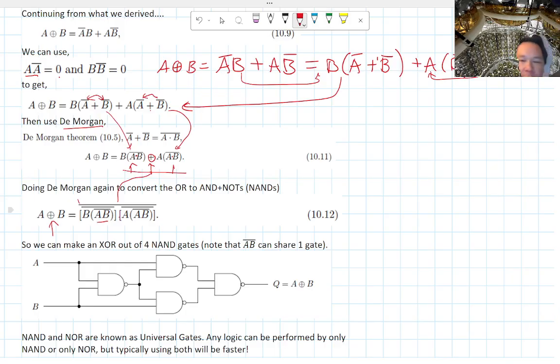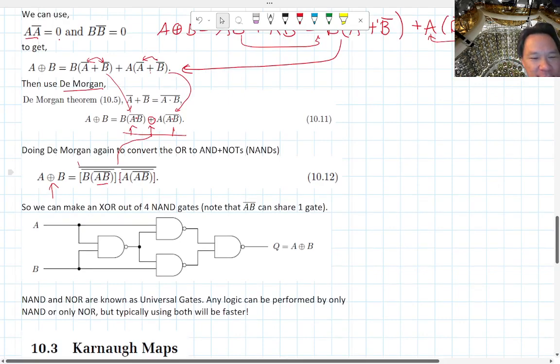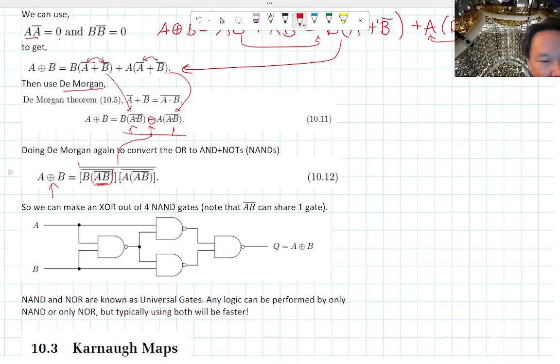Okay, so how does that physically manifest itself? Okay, so what you can do, we have A and B as NANDs once again. So we just pipe that into here. This is this, they actually share one gate. You can do the same thing twice.